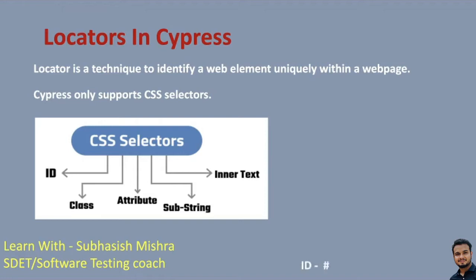Here you see one hash symbol. It is used for ID attribute. It is mandatory to use the hash sign if we are using the ID attribute to create a CSS selector. I'll show you with an example.